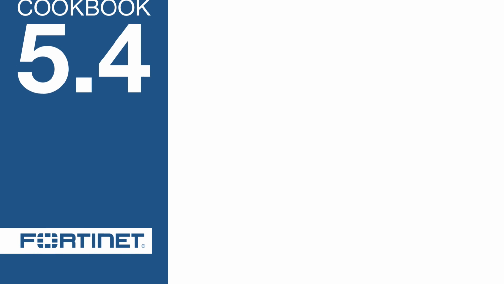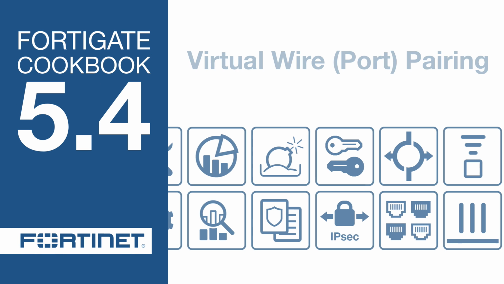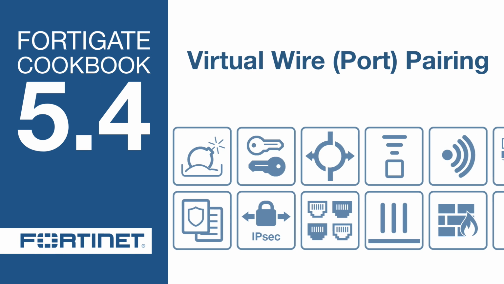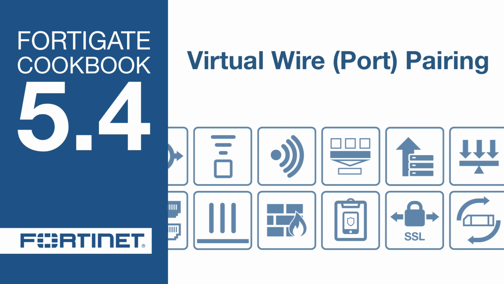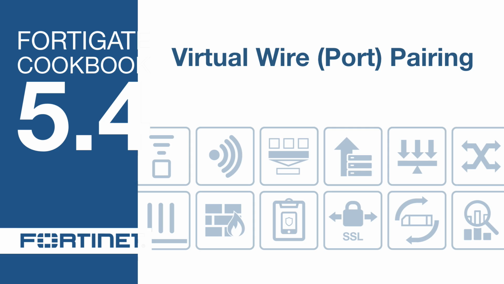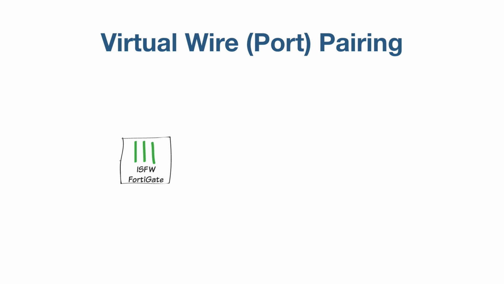In this video, you will learn how to create a virtual wire pair to make it easier to protect a web server behind a FortiGate that is acting as an Internal Segmentation Firewall, or ISFW. A virtual wire pair is two dedicated interfaces that have no IP addresses, with all traffic received by one interface being forwarded out the other, controlled by your firewall policies.